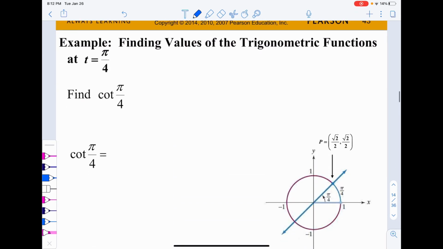Now, if I were to go and find my cotangent, it is going to end up being my x over y. Tangent is y over x, so cotangent is x over y. So if I have an x over y, that means I have a root 2 over 2 divided by a root 2 over 2. And anything divided by itself is going to end up equaling 1.